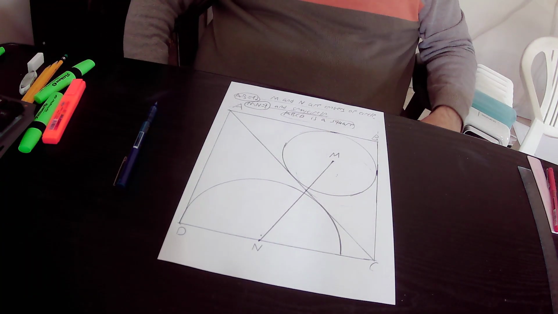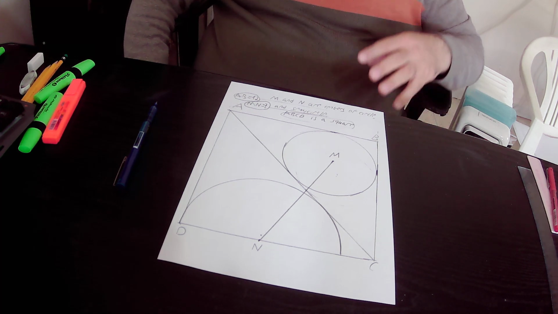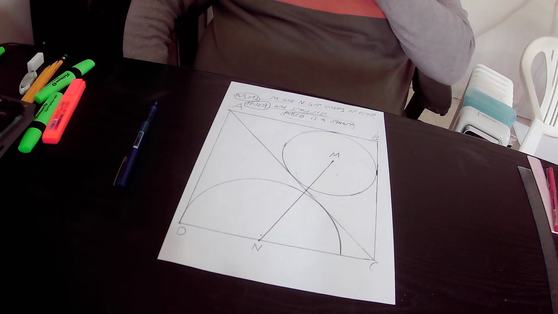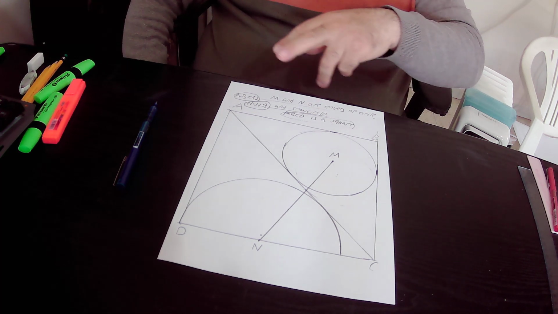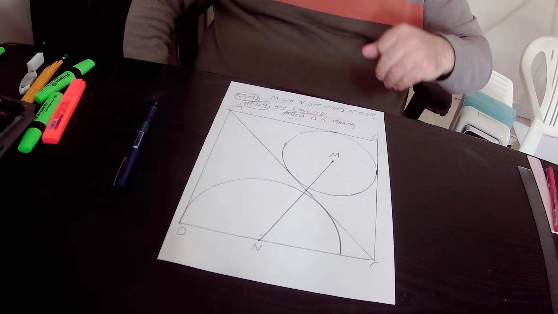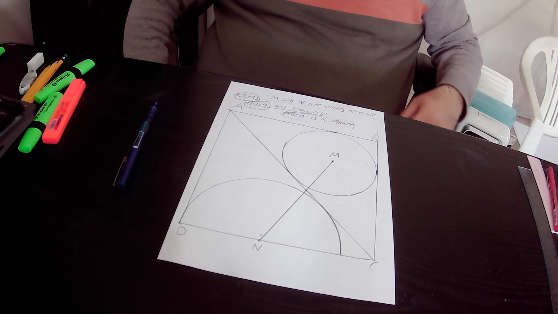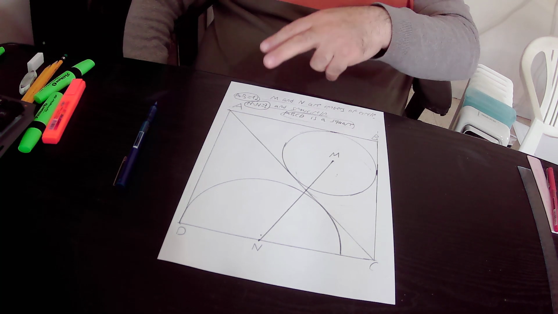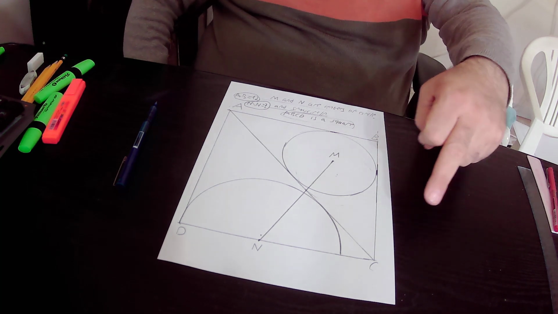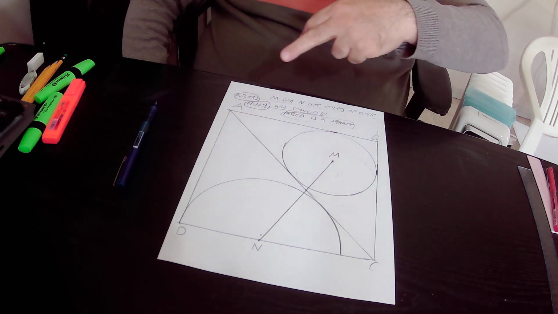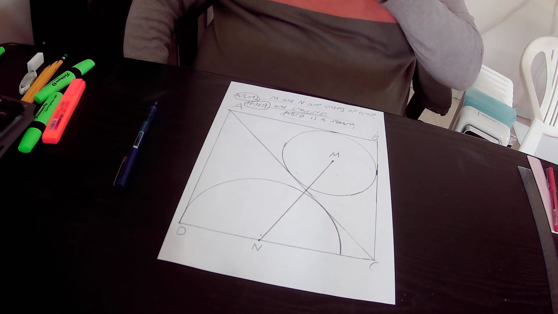Now, in this lecture, we'll find out the length of line segment MN. In the drawing, we have square ABCD. We know that one side of square ABCD is equal to 12 units. That is to say, AB equals BC equals CD equals DA equals 12 units.